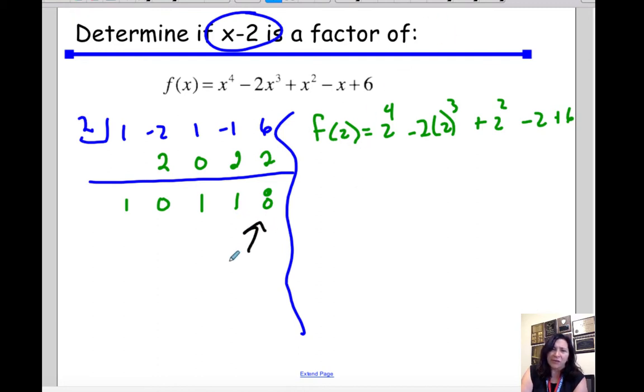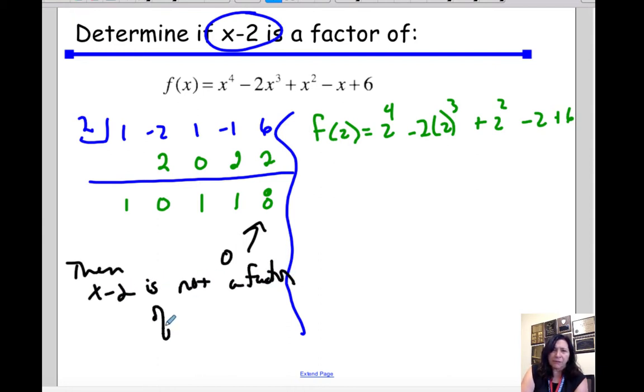If you didn't get a 0, then x minus 2 is not a factor of this f of x. Your optimal goal is to find a 0 there at the very end. I mean, it looks like a 0, but it's actually an 8.